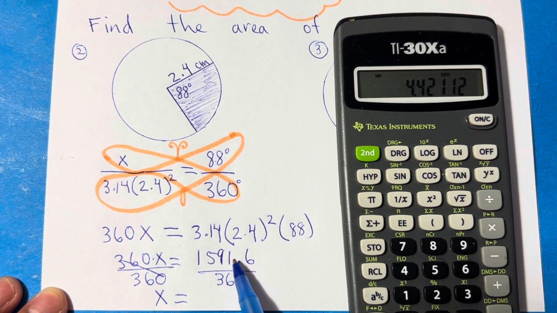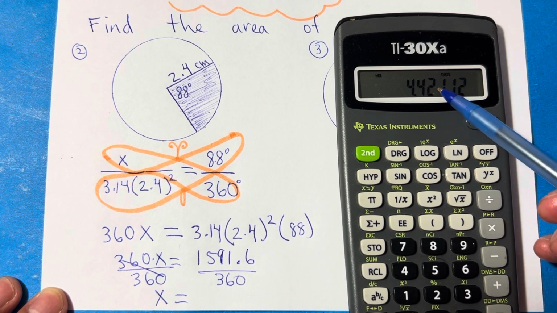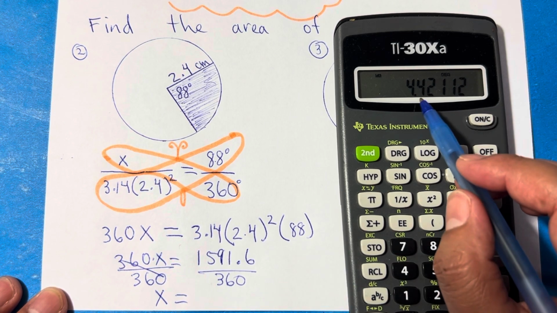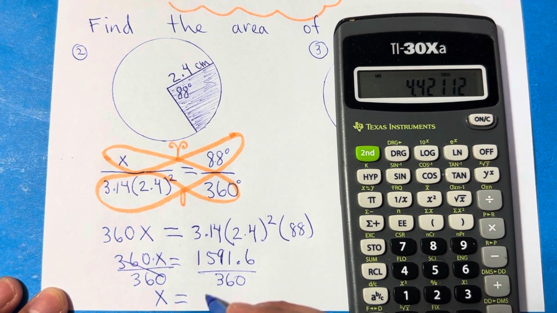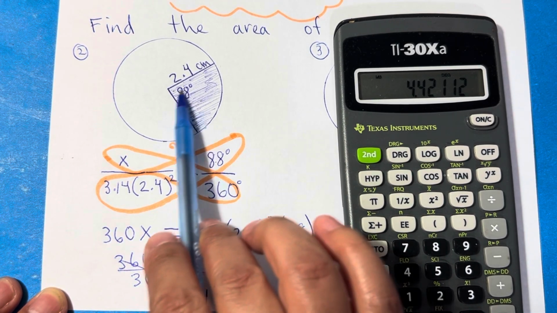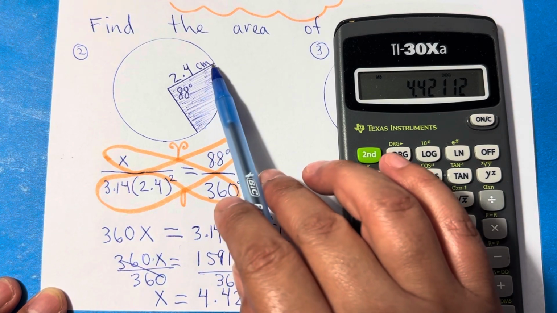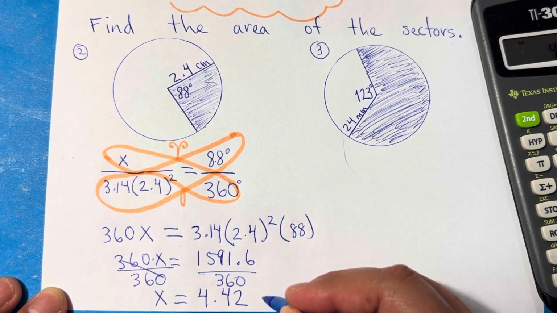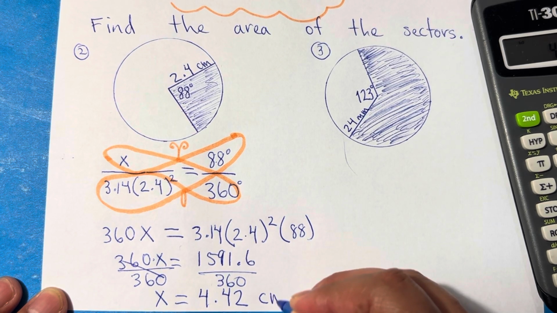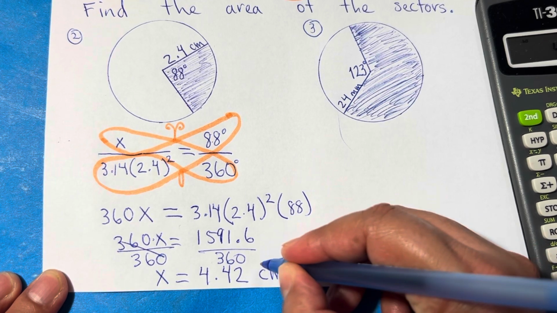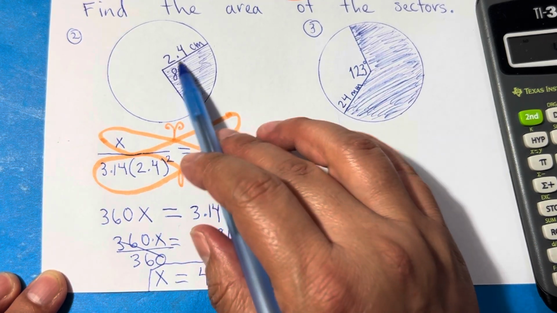Now, since we rounded, sometimes it's going to be a little different in the decimal places, but that's okay. It shouldn't vary that much. So it's going to be 4.42. Because we're finding area, again, it's going to be squared centimeters. The unit for any type of area will be squared, so you have to put this right here. So that's the area of that sector.